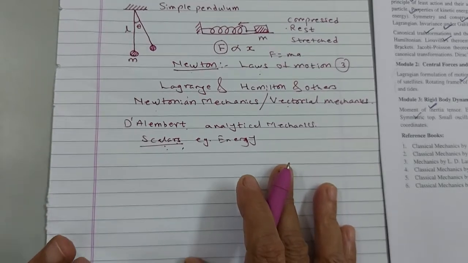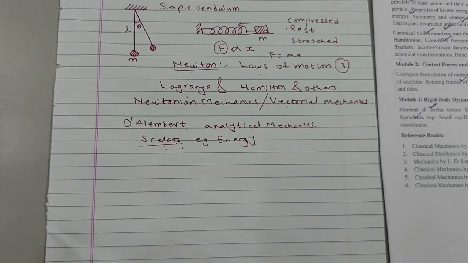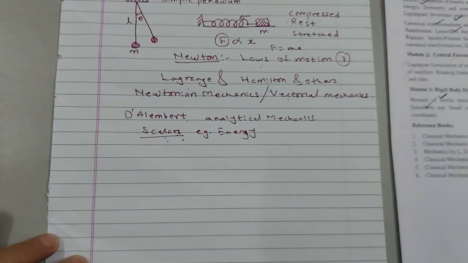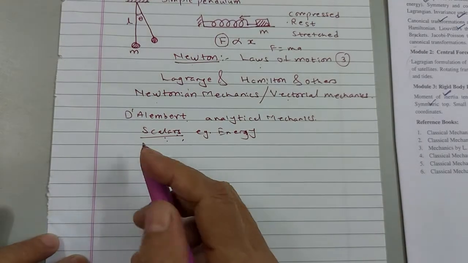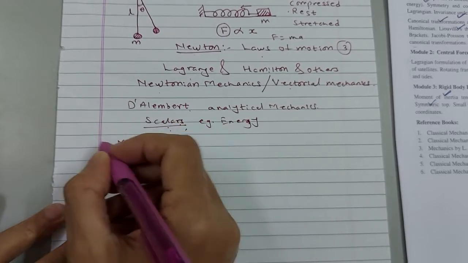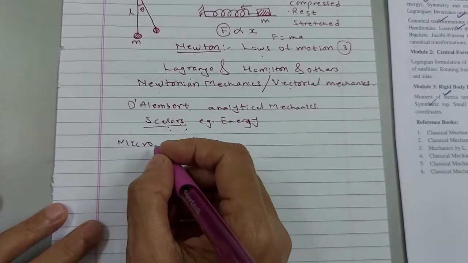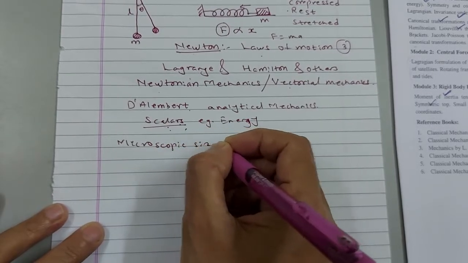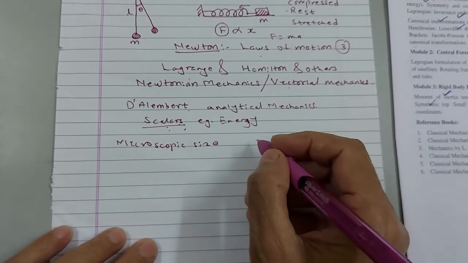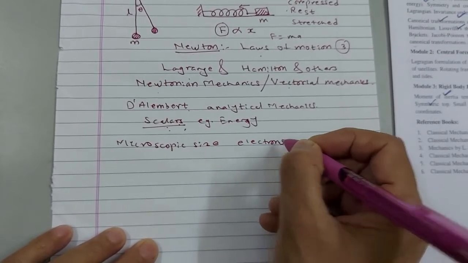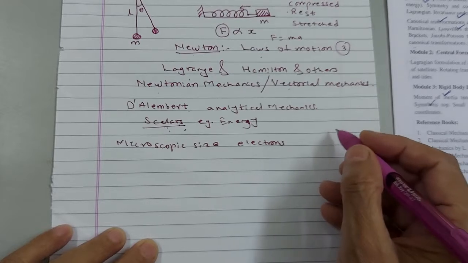Now classical mechanics is not completely adequate. It is inadequate to describe the behavior of particles of microscopic size. What do you mean by microscopic size? Here we can say this is the limitation of classical mechanics. The example I can give is electrons, electrons in an atom, nuclear particles, etc.